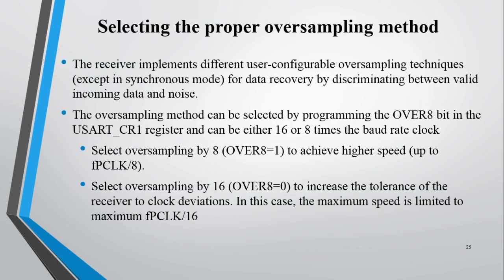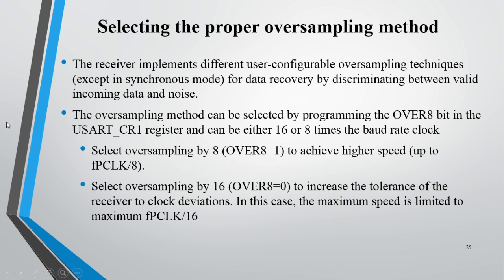Then we need to select the proper oversampling method. What is the function of the oversampling method, or what is the use of oversampling? The receiver implements different user configurable oversampling techniques, except in synchronous mode, for data recovery. That means for data reception, the oversampling method is used. Why? For discriminating between valid incoming data and noise. So at the time of serial reception, we are performing oversampling in order to check whether the received bit is correct valid data or noise.